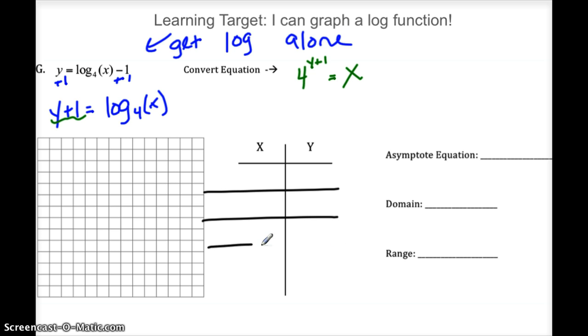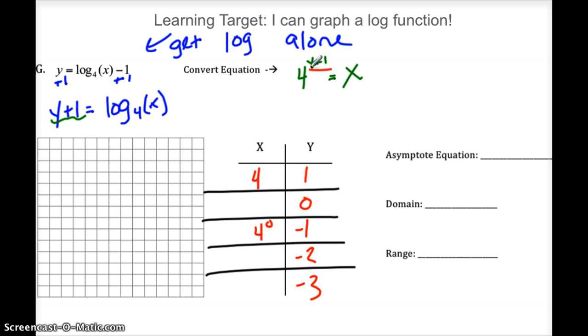1, 2, 3, 4, 5. So middle of the road, I would love for x to be 4 to the 0 power. So what did I plug into y plus 1 to make that expression turn to 0? Well, I had to do a negative 1. Negative 1 plus 1 would have made the 0 that I wanted. So then go 2 above and 2 below, and that'll give me good points to work with.